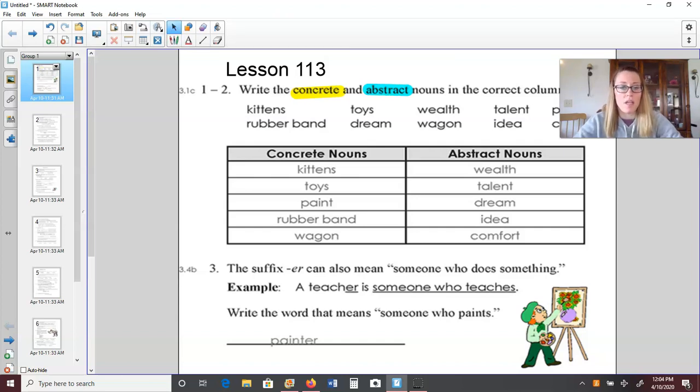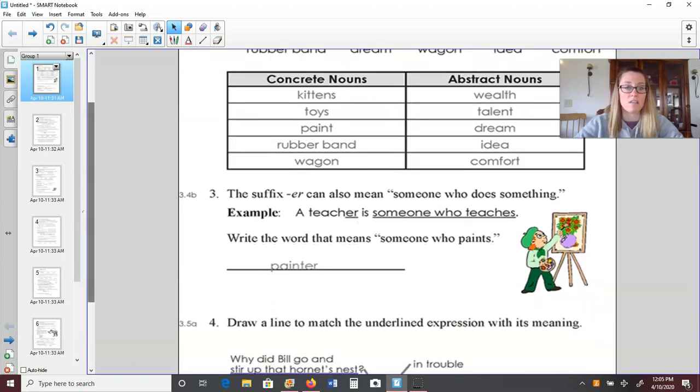So concrete nouns, once you have gone through and sorted them, the things that we can see, feel, touch, and hear would be kittens, toys, paint, rubber band, and a wagon. Those things are all a person, place, or thing. That's what a noun is. And these are all nouns that are concrete. We can physically feel them, see them, or touch them. Abstract nouns, more of those ideas or feelings. We have wealth. That is the idea of having a lot of money. Talent, dream, idea, and comfort. Those are all more ideas or feelings about something that we can't physically see, feel, or touch.